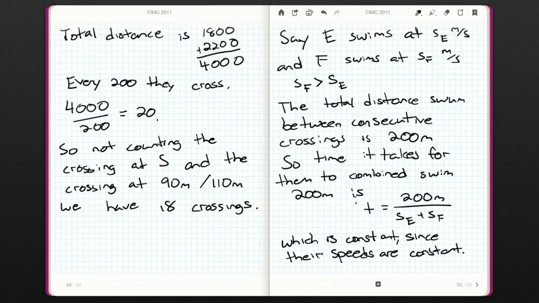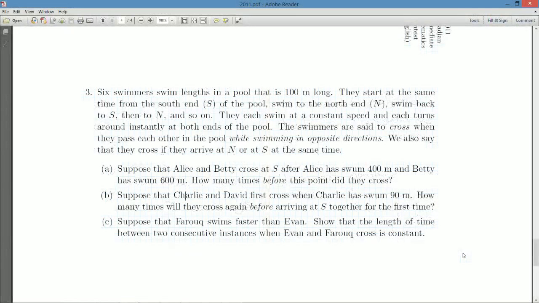So there, in one page we were able to prove it. We knew that the total distance swum between consecutive crossings had to be fixed at 200 meters. We worked that out. That was a consequence of our theory of crossing. And the time it takes for them to swim a total combined distance is just the distance we want them to swim divided by the sum of their speeds. They're not working against each other. They're sort of independent, just trying to make up a total distance. So that's SE plus SF. We know speeds are constant. That was given to us in the question. So not only have we shown it's constant, we know what constant it is in terms of their speeds.